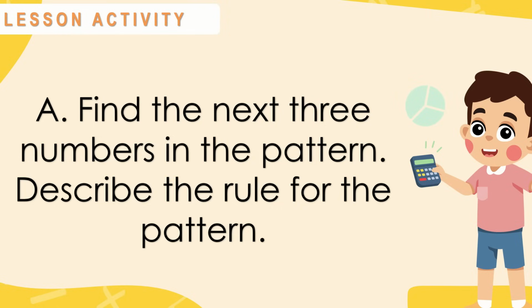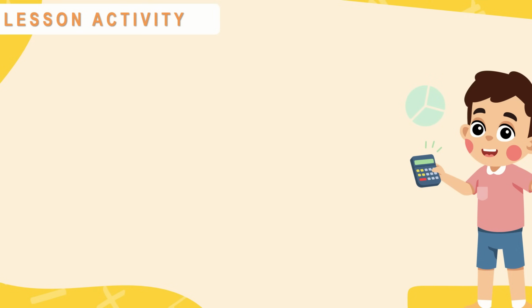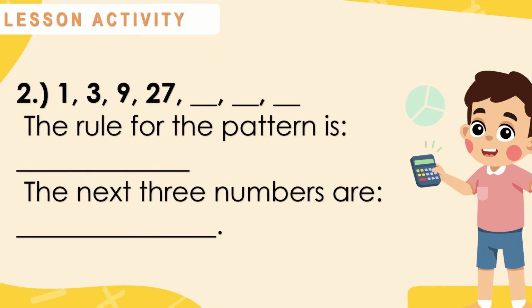Find the next 3 numbers in the pattern. Describe the rule for the pattern. Number 1, 7, 11, 15, 19. The rule for the pattern is blank. The next 3 numbers are blank. Number 2, 1, 3, 9, 27.